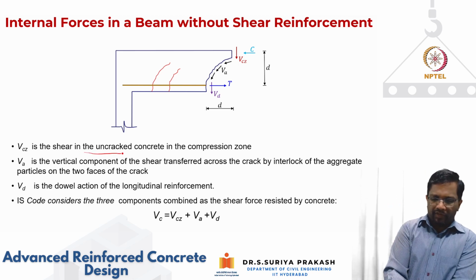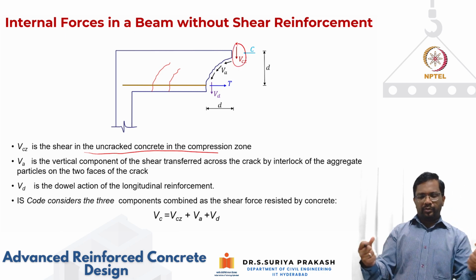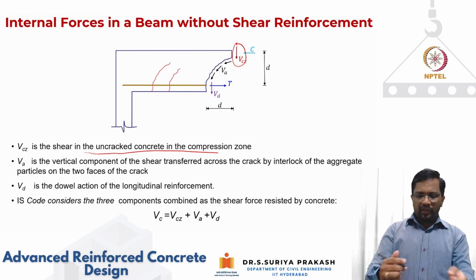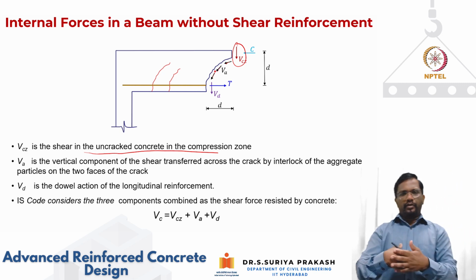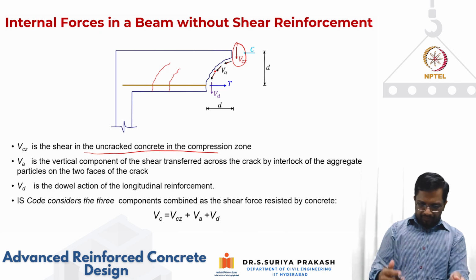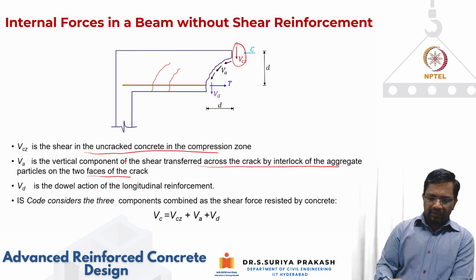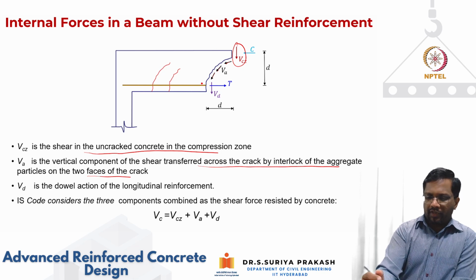Vcz is the shear resistance of uncracked concrete, which is happening in the compression zone because it's uncracked. So there's going to be a tensile strength of the concrete available that is going to give me resistance for shear. Now Va is the aggregate interlock that we generate at the interface, and the vertical component of this shear transferred across a crack is going to give me resistance. And this dowel action, Vd, is your longitudinal bar, which is going to connect these two cracked elements.